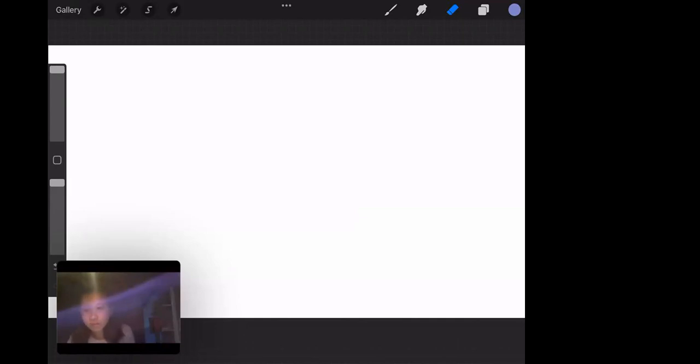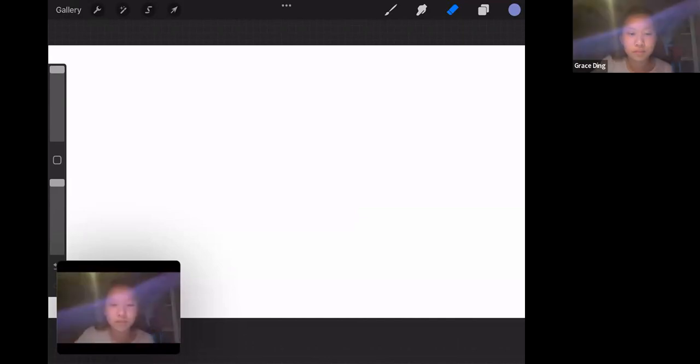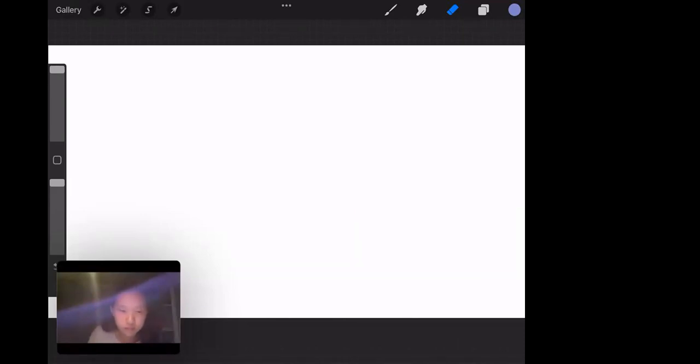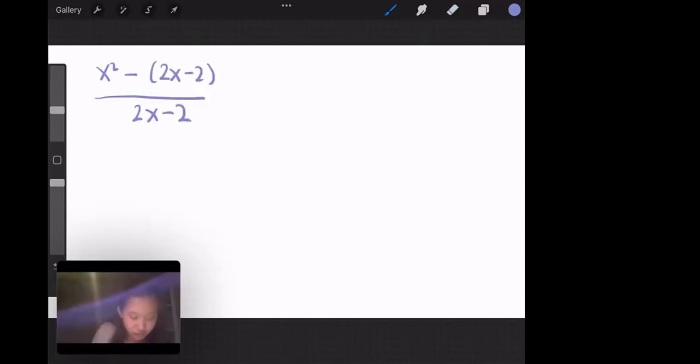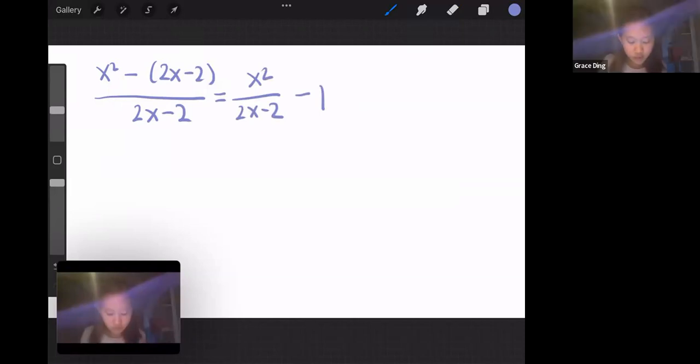Can you hear me now? Oh yeah, right now I can. Okay. So in the numerator, I noticed there was a 2x plus a negative 2x plus 2. So it looked a lot like the denominator. Yep. I manipulated it just like that and broke the fraction into x squared over 2x minus 2, minus 1. Yep.